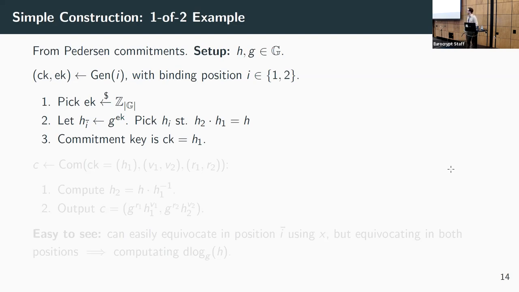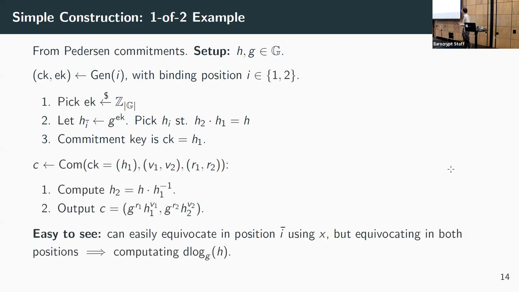You're going to generate this by selecting the equivocation key. It's just a random trapdoor, a scalar, and you're going to form this H for the other position. So if I is 1, this is H2, you're going to set that to G2 to the power of your trapdoor. And then you're going to pick H1 such that when I multiply H1 and H2, I get H. And then the commitment key is just going to be H1. Then in order to commit, I'm simply going to compute H2 from H, what was given in the setup, and H1.